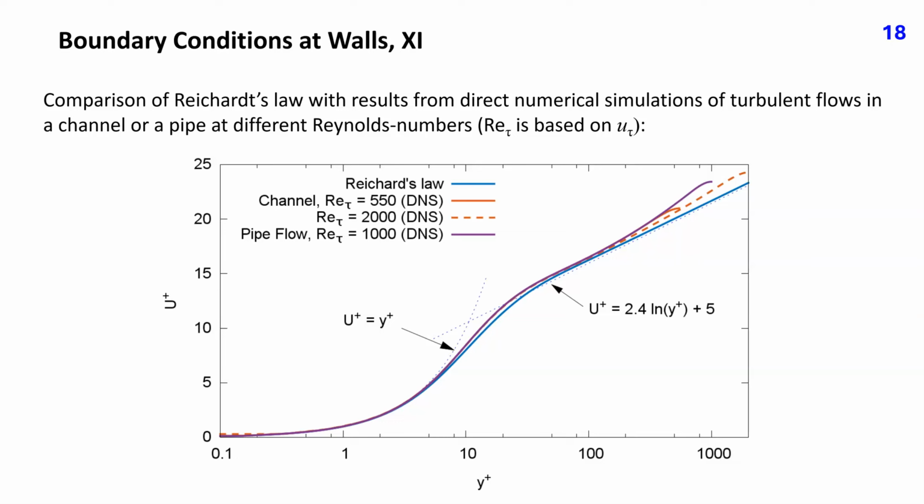This plot shows a comparison of Reichardt's law with results from direct numerical simulations of turbulent flows in a channel or a pipe at different Reynolds numbers. Note that Re tau is based on shear velocity u tau. We see that the agreement is not perfect, especially in the range between y+ equal 5 and 50, but for many engineering applications, it is an acceptable compromise.